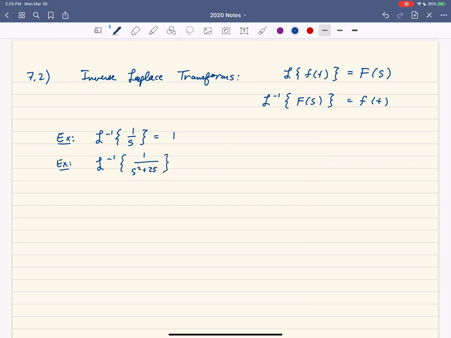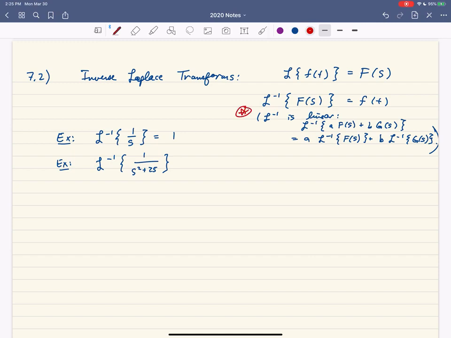I should point out that because L is linear, then L inverse is linear too. So this is linear, meaning that if you take the inverse Laplace transform of a linear combination of two functions, capital F and capital G, this is going to be A times the inverse Laplace transform of capital F plus B times the inverse Laplace transform of capital G. Right? So this is, again, linear in that sense.